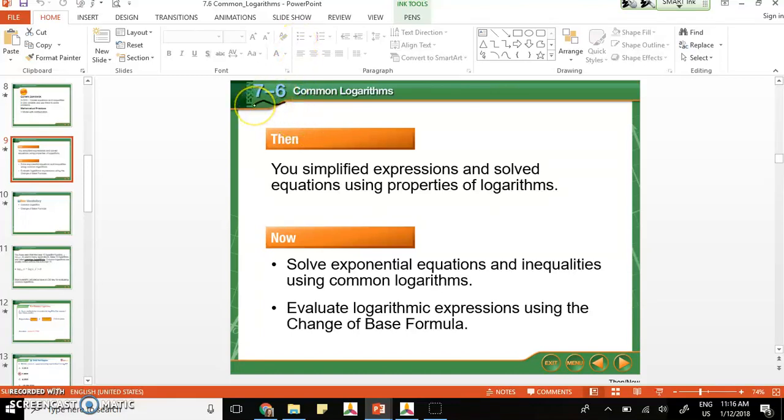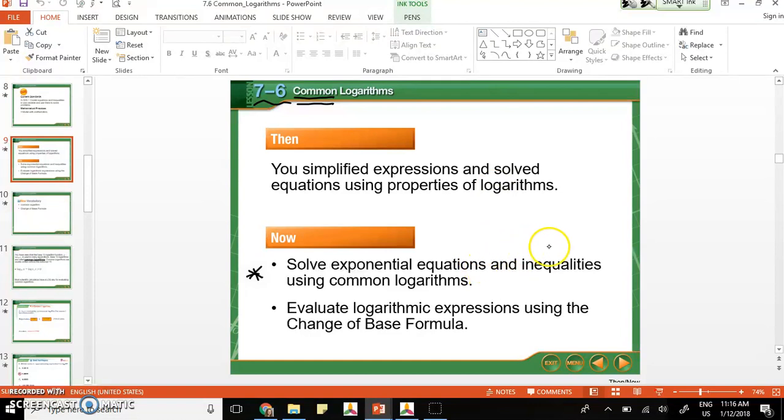Okay, welcome to section 7.6. This is a section about something called common logarithms. So we're going to use a lot of the tools that we already know about logarithms, and we're going to focus on a specific kind of logarithm called the common logarithm and how we use it. So we're going to talk about solving exponential equations and inequalities using common logarithms.